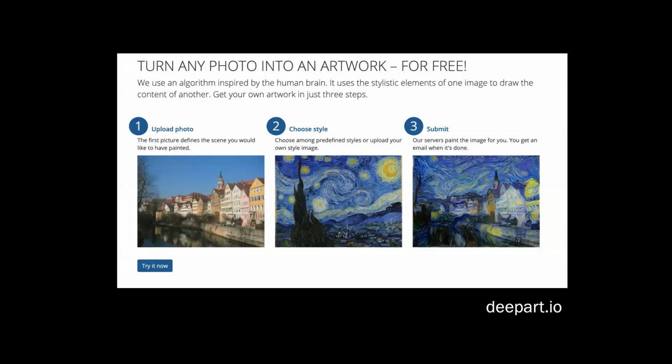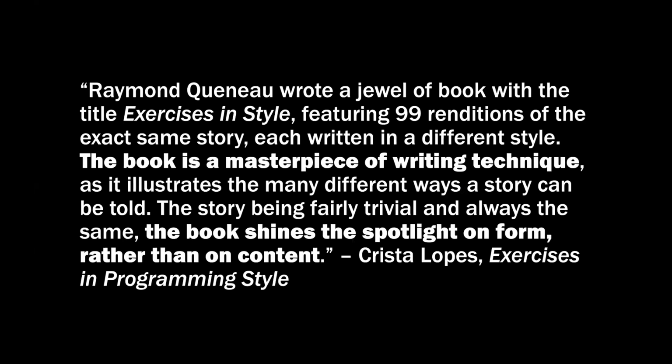This is an example of deepart.io, in which you can upload any photograph that you've taken, choose amongst a palette of predefined historical artistic styles, submit it to the server, and you will receive back your photograph applied in the artistic style of your choice, such as Van Gogh in this case. So again, style becomes something you simply apply onto existing content or material.